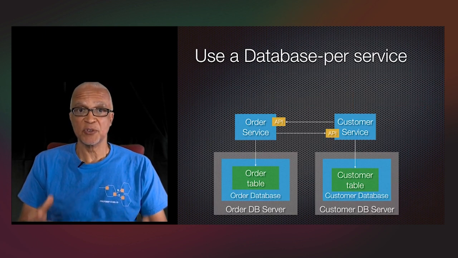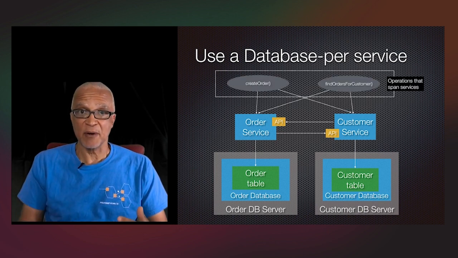In order to ensure loose design time coupling, services must only communicate via APIs. They should not share database tables. Each service must have its own private database. Furthermore, each service should ideally have its own database server in order to minimize infrastructure coupling. Using a database per service avoids design time and infrastructure coupling.